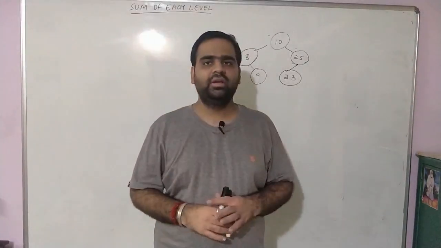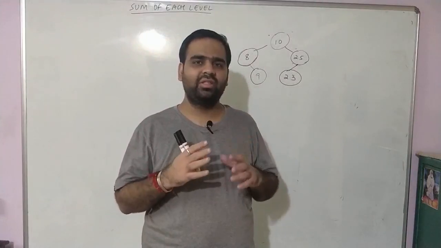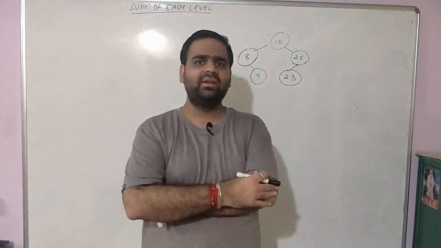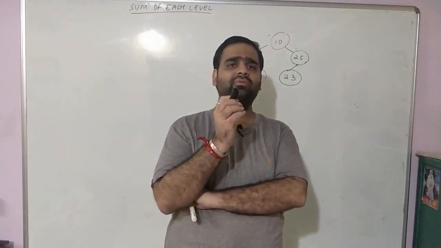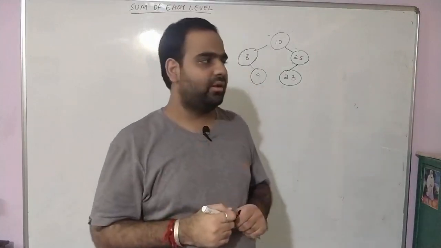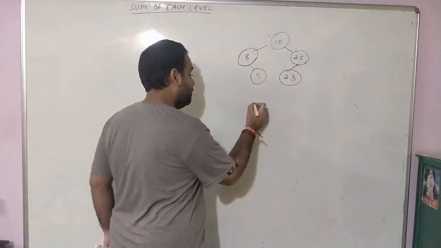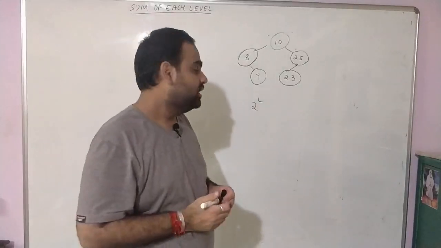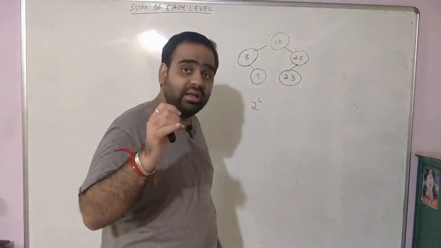Let us see the next question. How do we find the sum of each level? Now, in a given binary tree, how many nodes will be there at each level? Yes. In each level, there can be a maximum of 2 to the power L nodes. Already I said it. Where L is nothing but the level number.